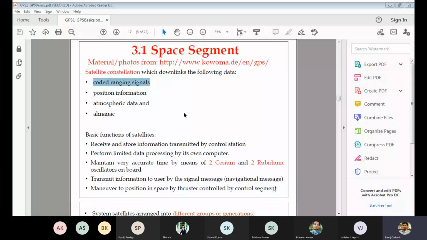The second is the position information. The satellites will tell you their own position, but not directly as XYZ. Instead, they will give you the orbital parameters, and you will have a dedicated lab also where you will compute the satellite position in ECEF. Okay, the Cartesian coordinates you can compute easily.